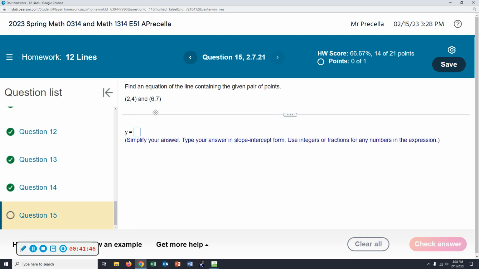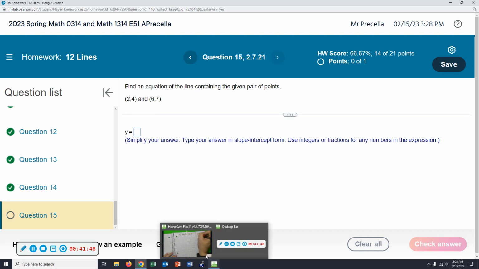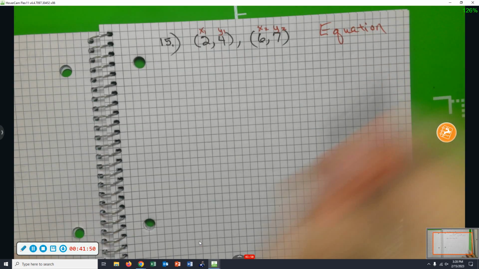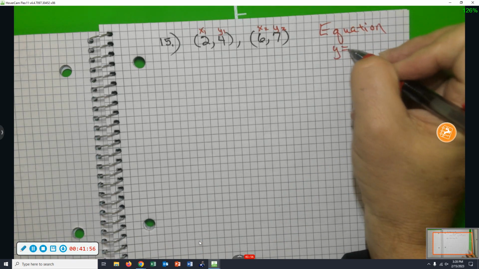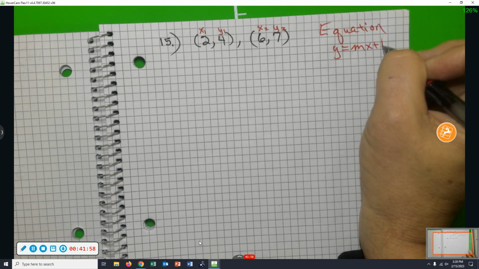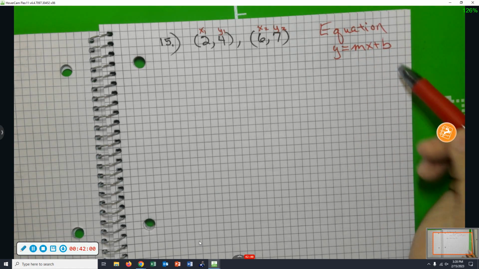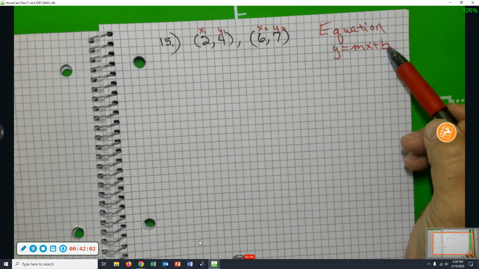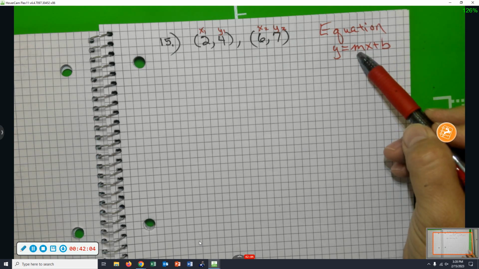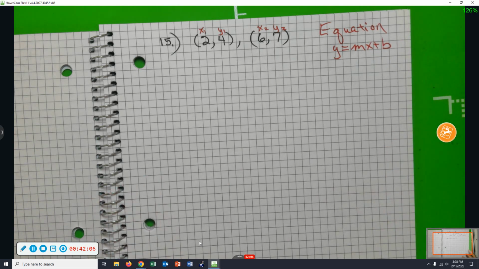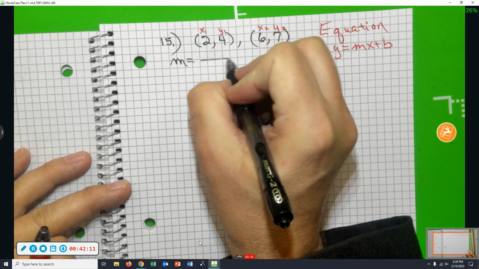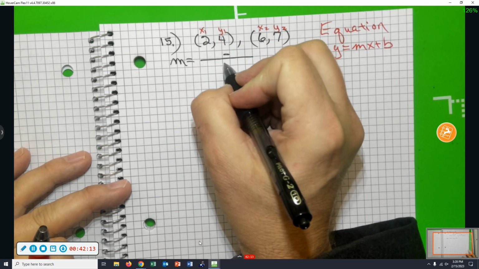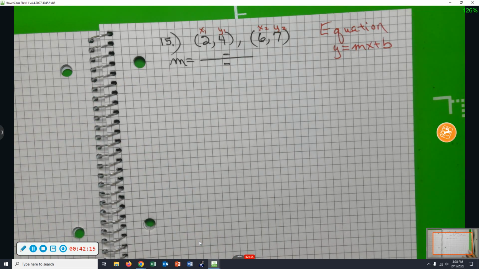We want to find an equation. Let me make a note. Our ultimate goal is an equation, and we know we're going to be using y equals mx plus b. But do y'all see the problem? Not only did they not give us the y-intercept, they didn't give us the slope. But they gave you two points, and they know how to find the slope with two points. I'm optimistic. I think they can do it.